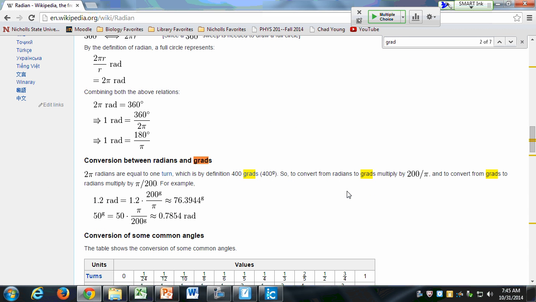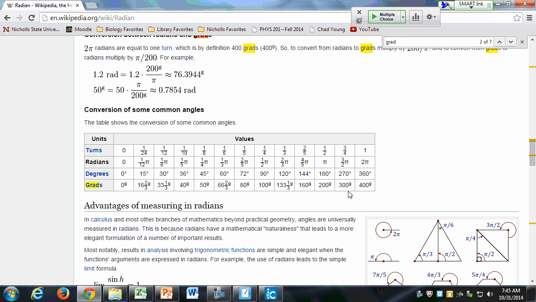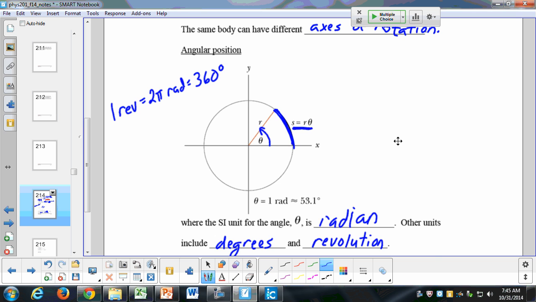Yeah, grad, 2 pi radians is 400 grads. I don't know why you use grads. Why do you use that? You use it in surveying, though? Not really. Like I said, I think it's just a European thing. Survey. Okay. Yeah, I don't know. I have a vague memory of it. Okay.